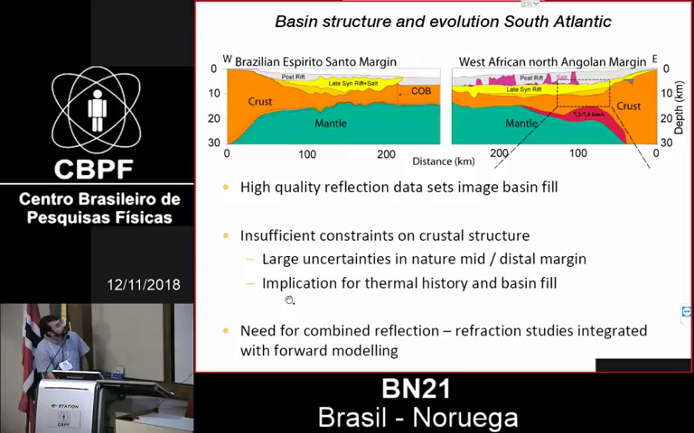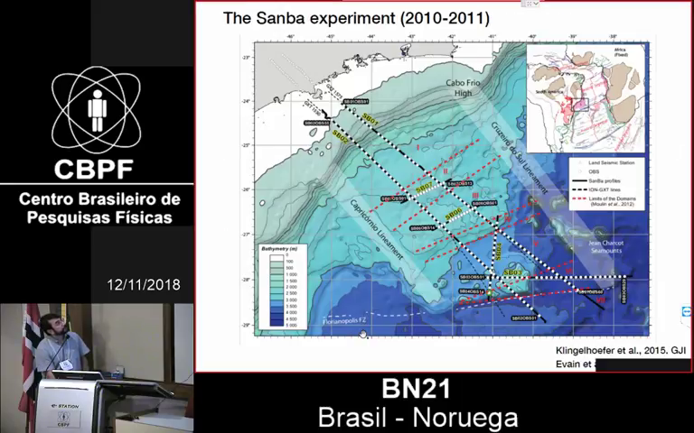And also, this has a very strong implication on the thermal history of the basin fill, and this has strong consequences for the oil industry. So we need much more refraction studies, and also to integrate those studies with other geophysical results and with forward modeling. And that's the approach we want to use in the STREAM project.